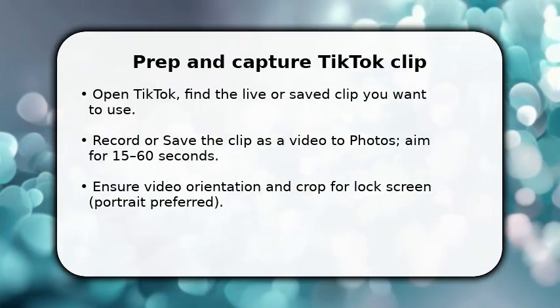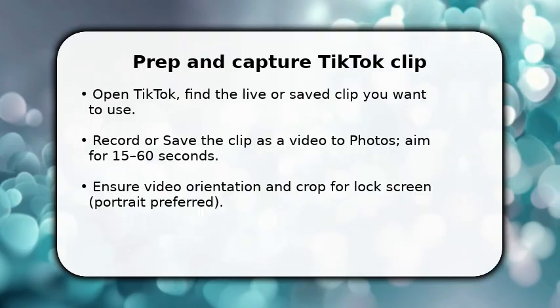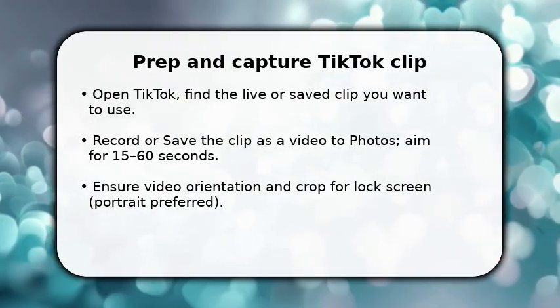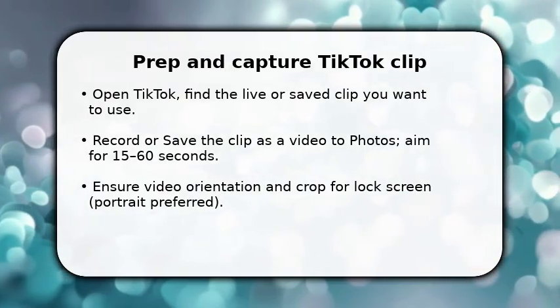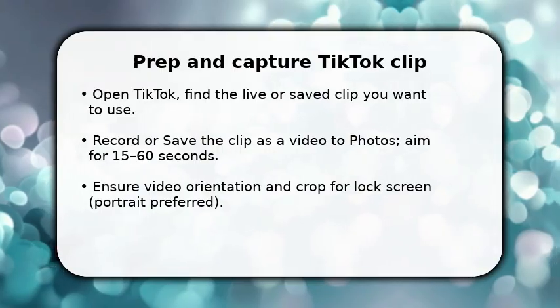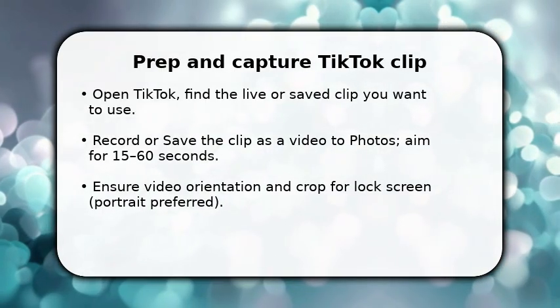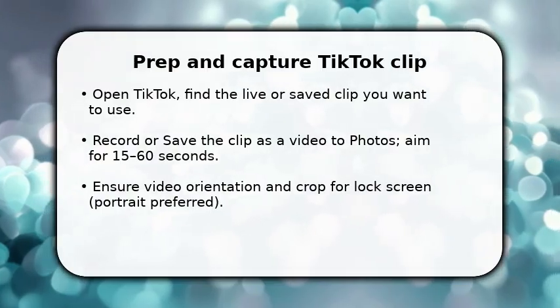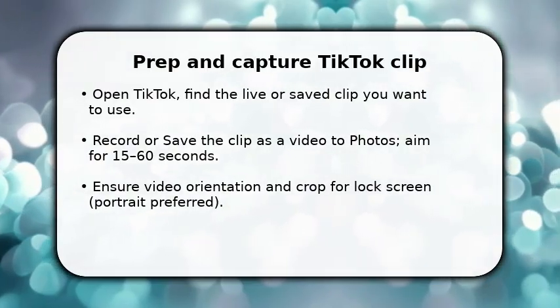Make sure the clip is portrait and between 15-60 seconds so it fits the lock screen motion limit. Once done, trim the beginning or end in Photos so the focal action sits near the center. This will keep the subject visible when the parallax effect moves.